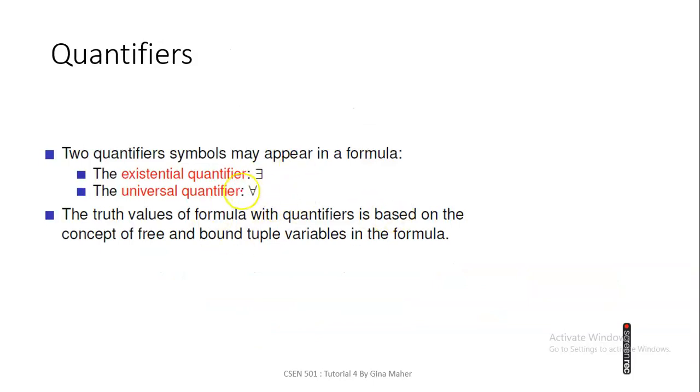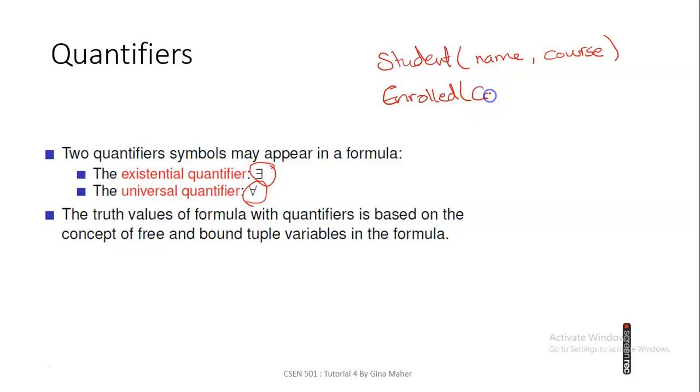In relational calculus, we have two quantifiers for the variables: there exists and for all. How to use these quantifiers and when to use them? Let's assume that, for example, we have a relation student with name, course, and enrolled with course name and course ID, for example.